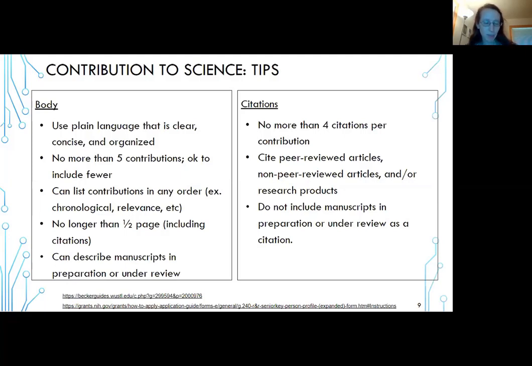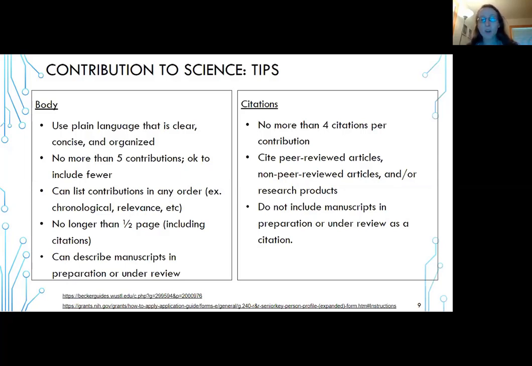So one thing that people generally ask when it comes to contribution to science is how to write these if someone is early in their career. Some guidance for that is, say someone's early in their career and they just have maybe one publication, they can summarize the key finding of that paper and talk about its importance to the field in just one contribution. That's okay. You don't need to have 5 contributions to science.